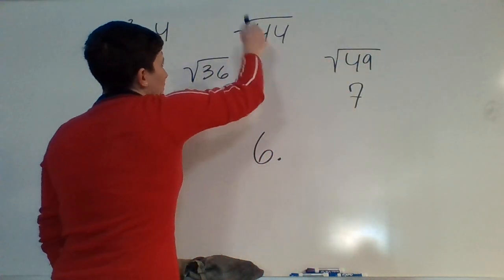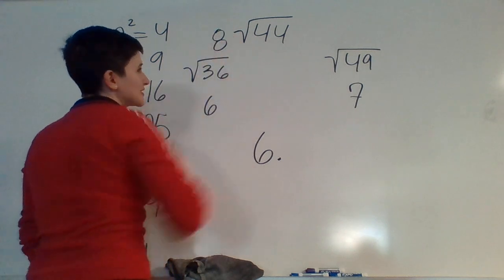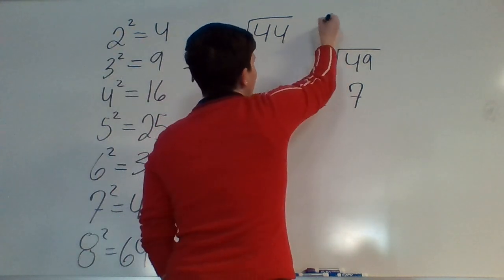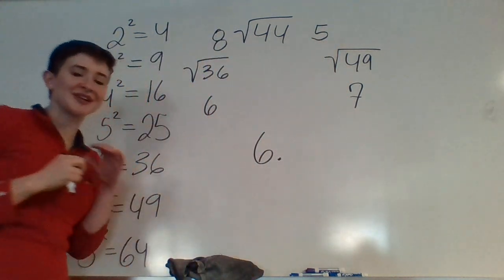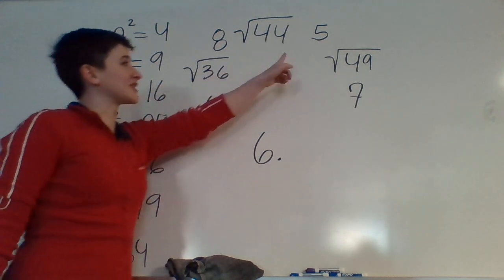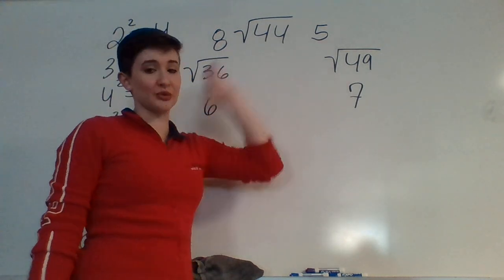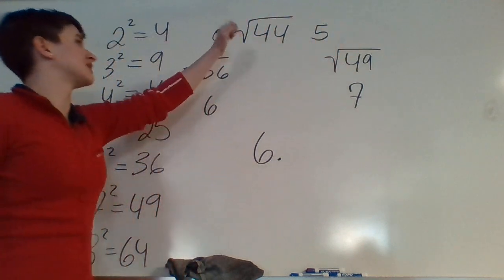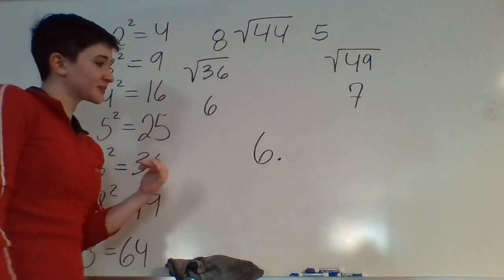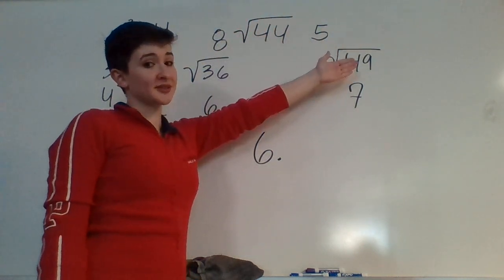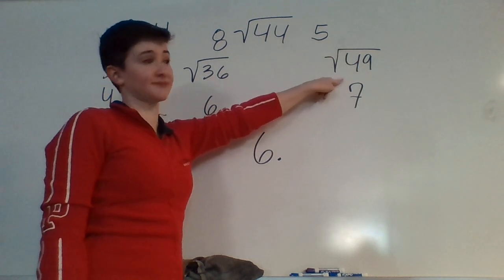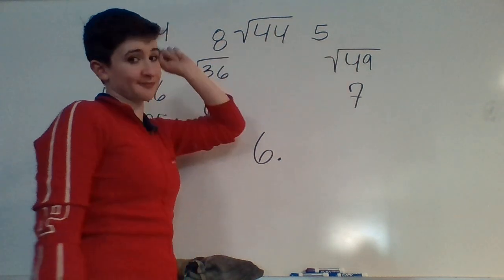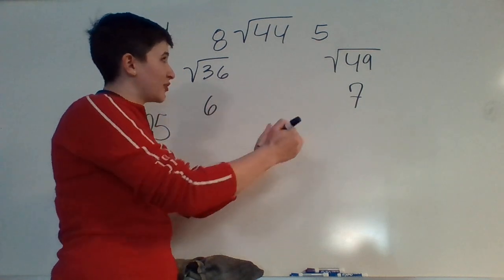36 and 44 are exactly 8 apart. 44 and 49 are 5 apart. So remember what I talked about last time? If it is closer to the big number, you go above 0.5. If it's closer to the small number, below 0.5. So in this case, it's above 0.5 because it is closer to the 49. 5 is less than 8. So I know it's above 0.5.